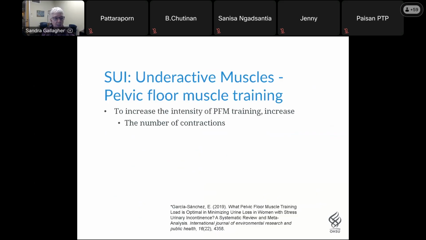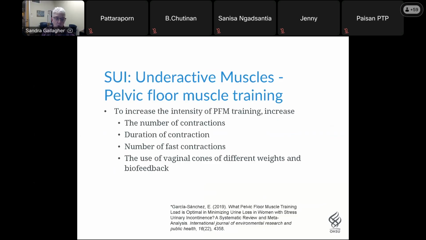If you need to increase the intensity of the exercises, you can ask people to increase the number of contractions, how long they hold the contraction. So if they were doing 5 seconds, they could now do 10 seconds, how many fast contractions they do. And there are vaginal cones of different weights, and they could also use biofeedback, and they could do their exercises lying on their back, sitting, or standing, and maybe even some quadruped positions.